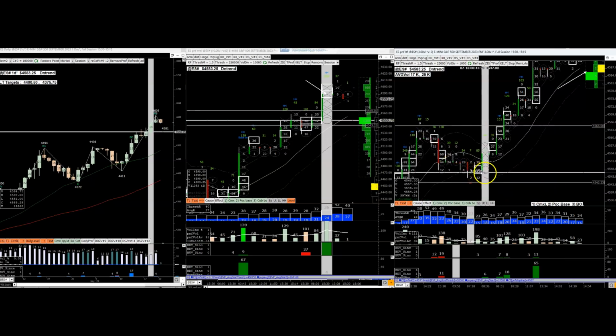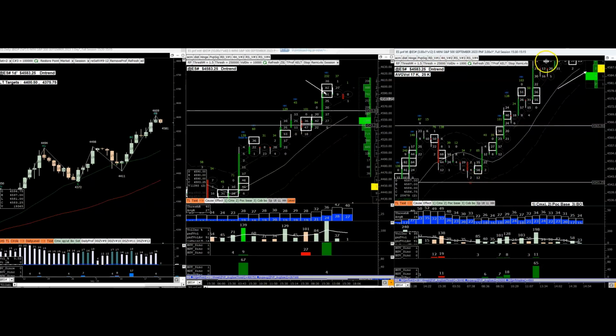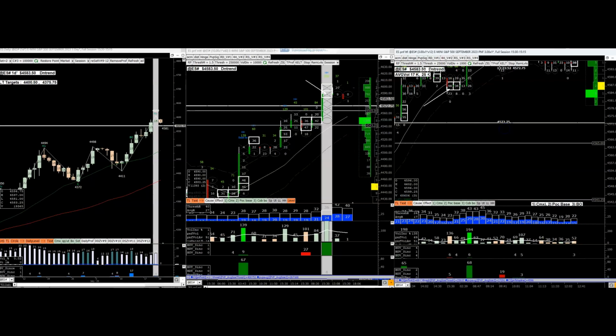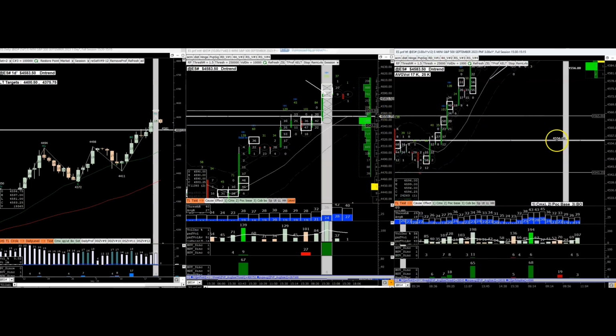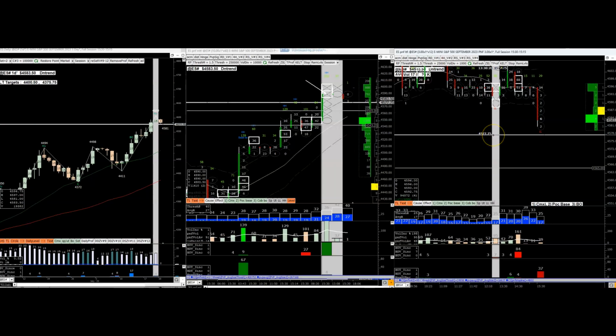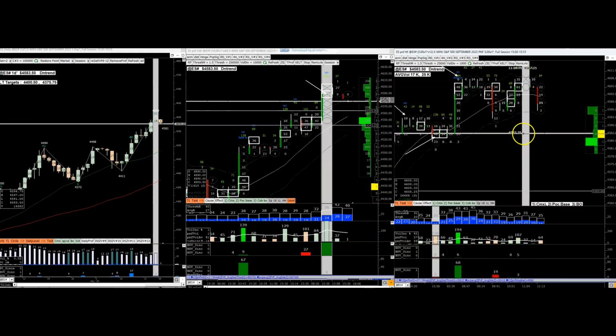This was reaccumulation on the pullback, which initiated the rally. Now we're having a rotation that should come back into that same area. When it comes back into the same area, what do you think you should do? Look for reaccumulation, right?